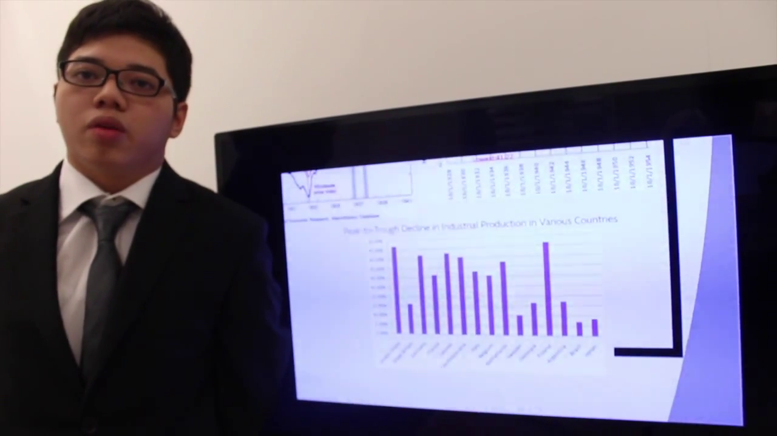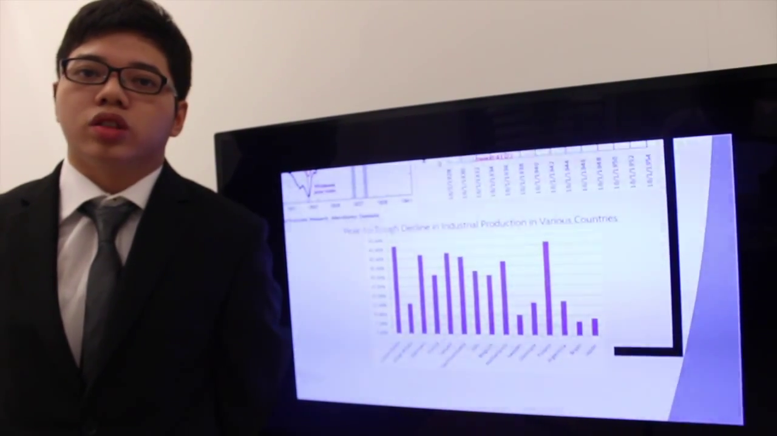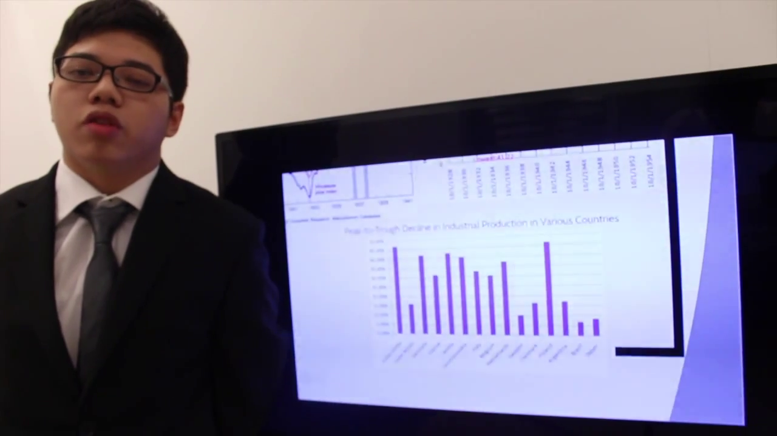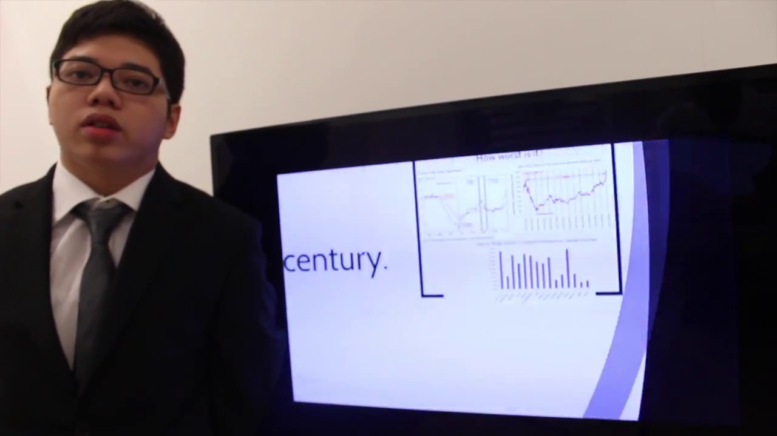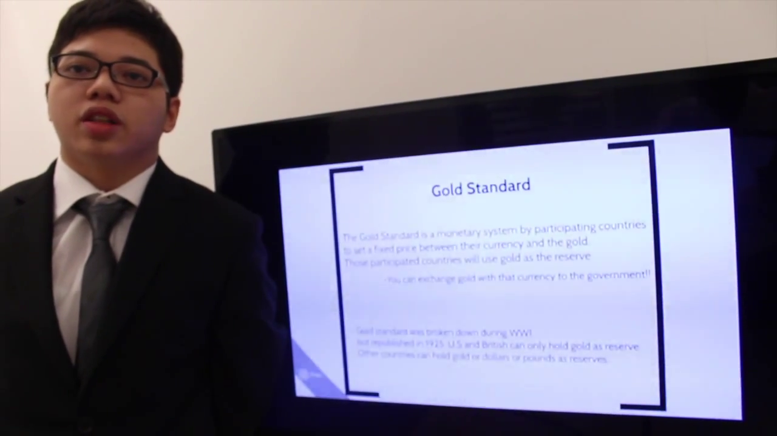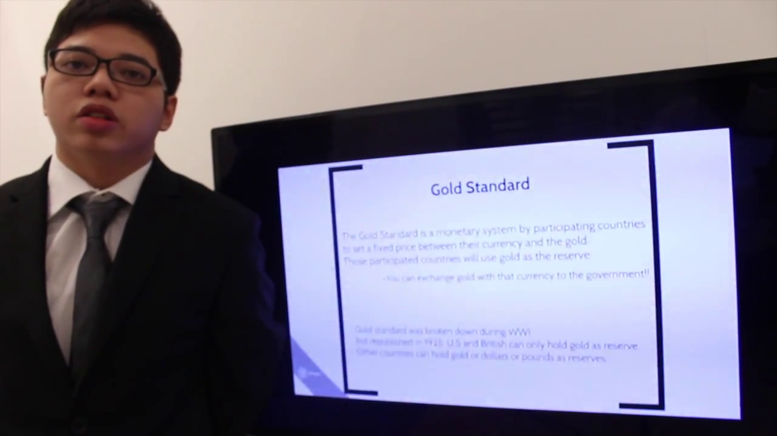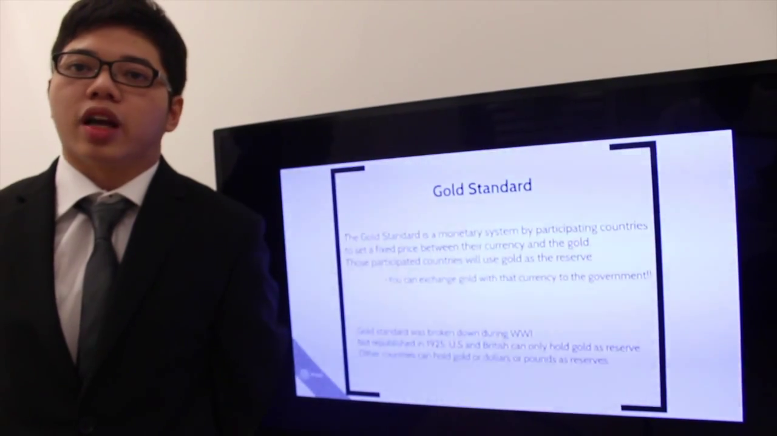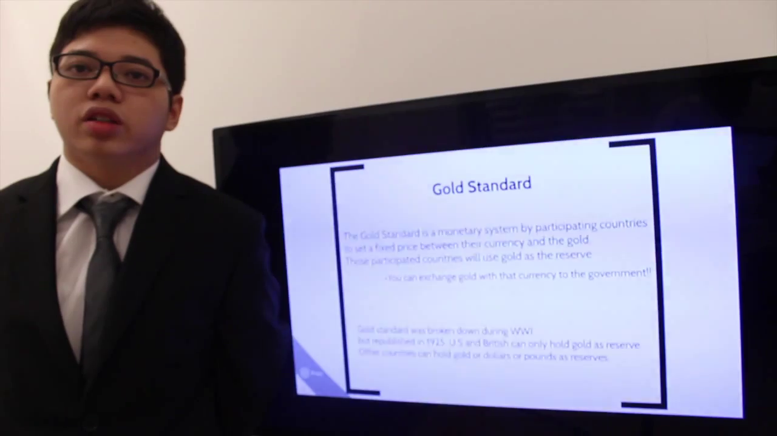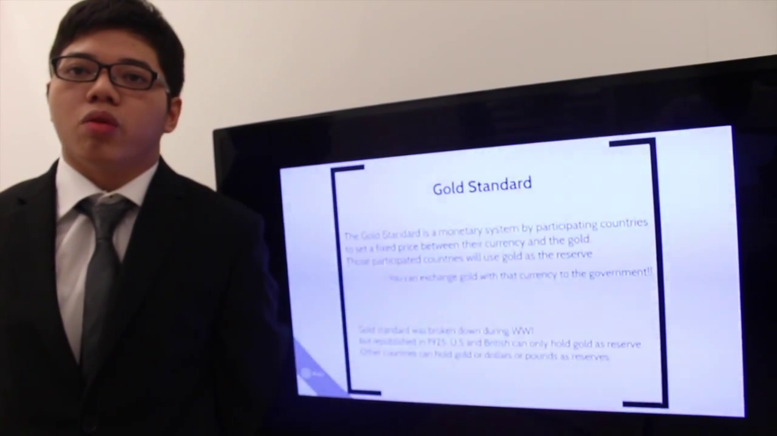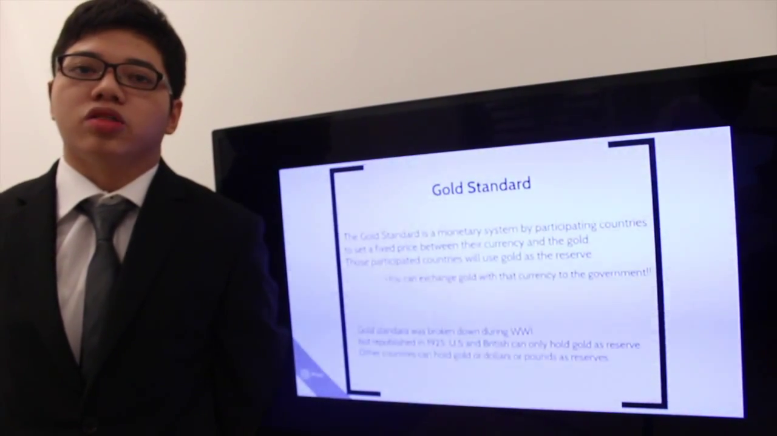From the graph, we can see that European countries were also affected, like Poland, which dropped over 35%, and Germany, which dropped over 30%. Let's talk about the gold standard. It is a monetary system in which participating countries set a fixed price between their currency and gold to enhance the stability of the currency. This gold standard broke down during World War I, but was reinstated in 1925.